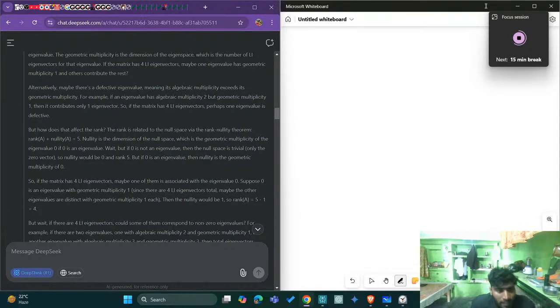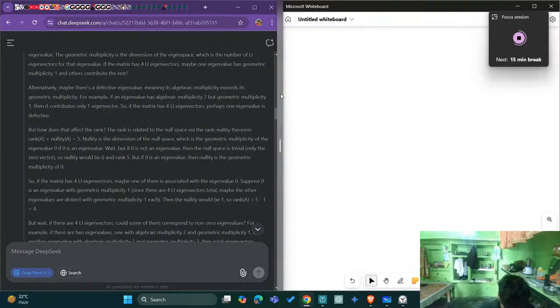But how does that affect the rank? Nullity is the dimension of the null space, right? Which is the geometric multiplicity of the eigenvalue zero. If zero is an eigenvalue, then we have some corresponding eigenvectors also. If zero repeats n times, then we have n eigenvectors.